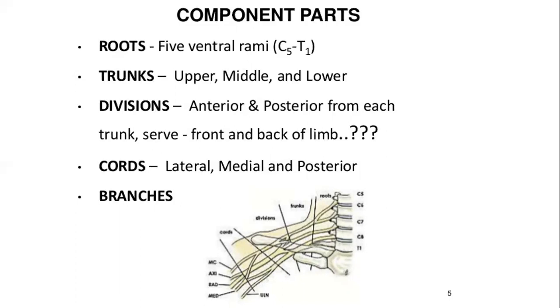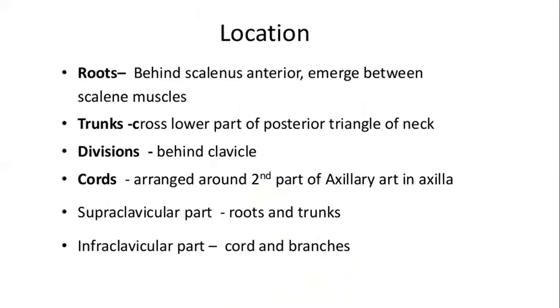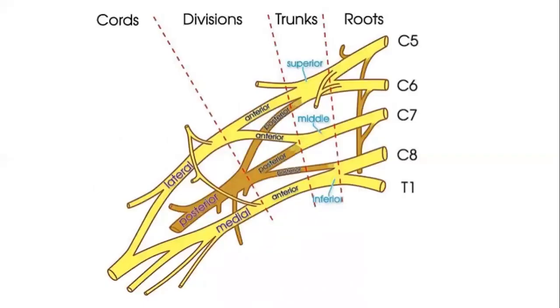Now we have six divisions from three trunks. These six branches combine with each other in a specific manner to form the cords. And then from these cords arise the branches of the brachial plexus. Here I will show you.